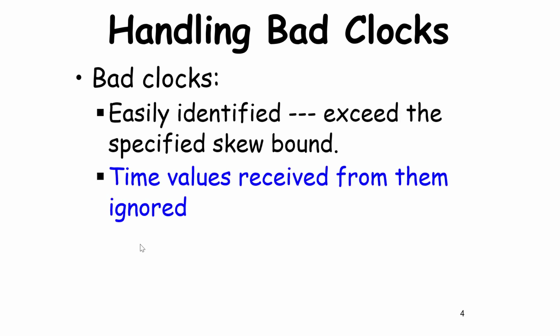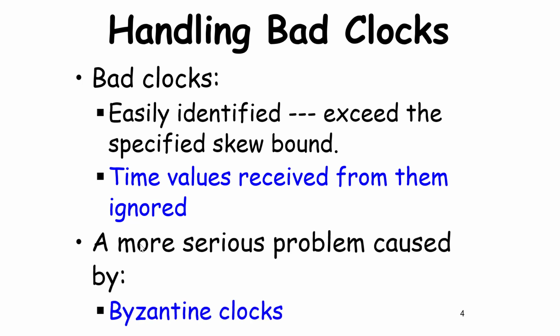So to handle bad clocks, what do we do? We can look at the average of the system and the time that the bad clock is providing. If the difference is beyond a certain threshold, we can easily see that the clock is most likely bad, in the sense it has most likely failed or stopped. So any such time values that are received will be ignored.